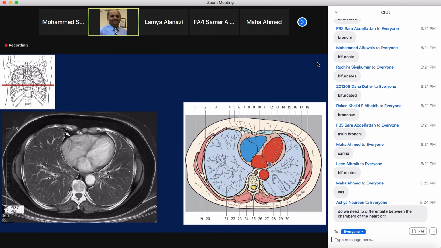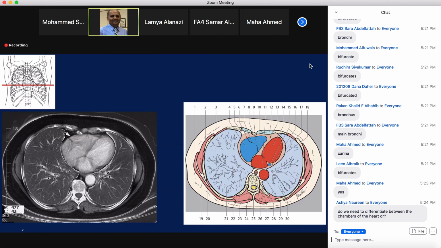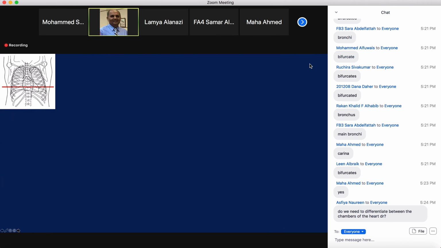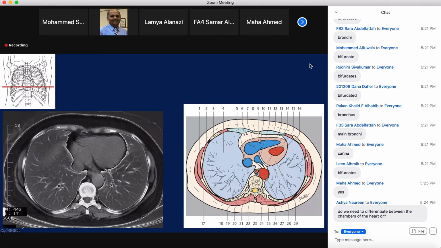Do we need to differentiate between chambers on the heart? Yes, you have to. But we will not be challenging in a difficult way. You are at the descending aorta. Now the section is at a lower level, so no more ascending aorta. You are seeing the thoracic aorta. And there you can see the thick wall, left and right ventricles and atria.